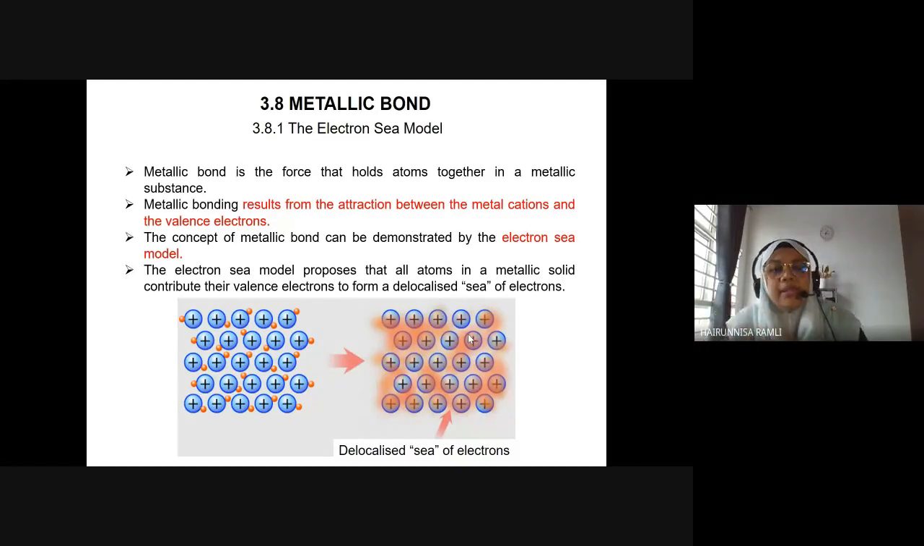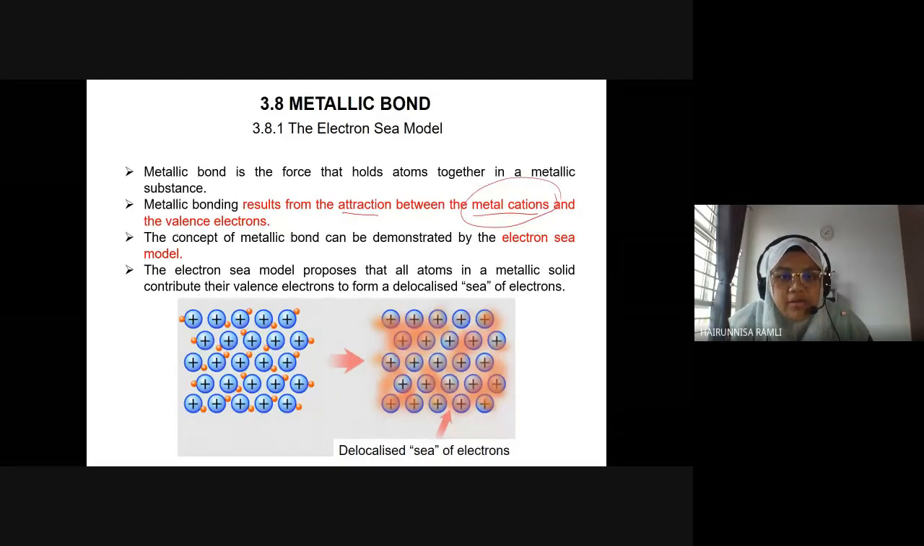Metallic bond results from the attraction between metal cations, so we have positive charge from metal, and also the valence electrons. The negative charge actually comes from valence electrons. In ionic bonding, it comes from the anion. This one comes from electrons. Which electrons? Valence electrons. The concept can be demonstrated by the electron sea model.